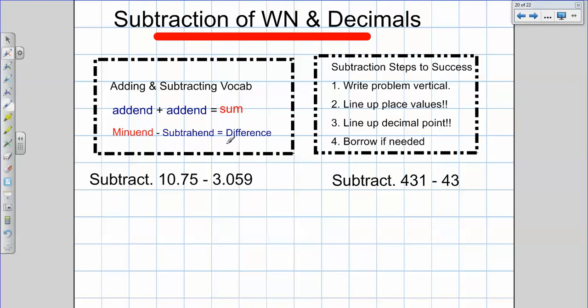When we are subtracting, we're always finding a difference. So we've got a minuend minus a subtrahend equals a difference. And these vocabulary words will be important a little bit later on.